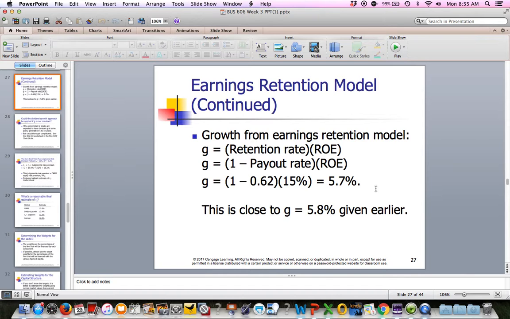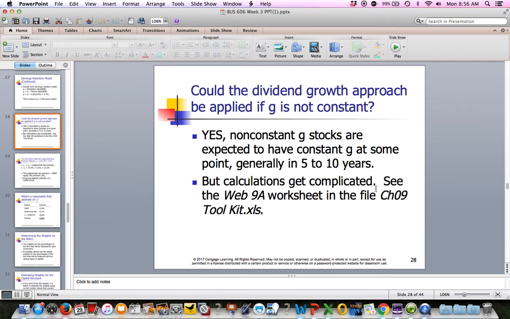So the growth rate from looking at retention is this. The retention rate is 1 minus the payout rate, times return on equity. And that just says we come up with 5.7%, close to the growth rate that we used of 5.8%, saying it's probably good enough. That's pretty close for the type of calculation we're doing. We're okay with that.